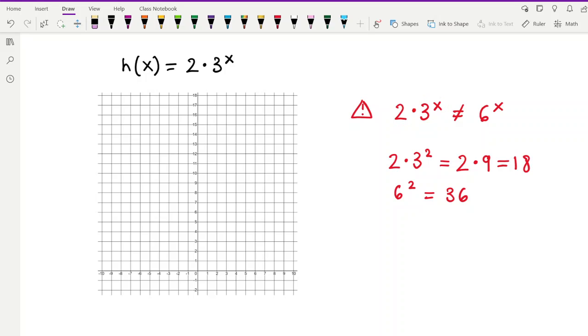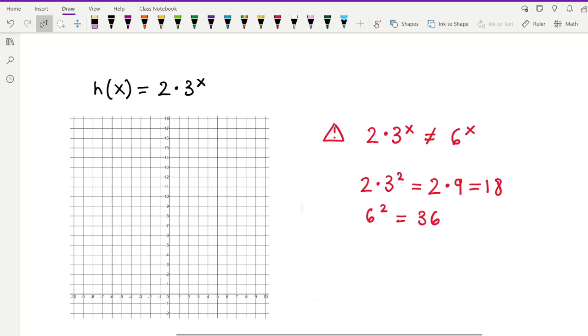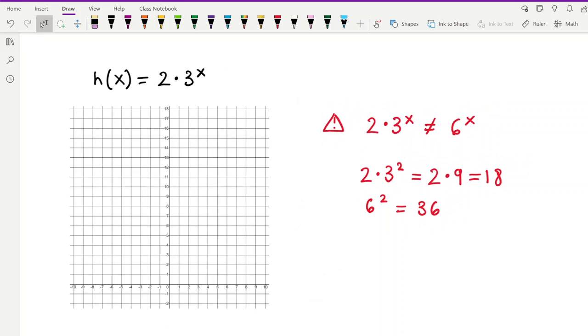That would disrupt the correct order of operations. Okay, so that being said, now let's focus on this function and think about what is the transformation that is happening here. So in this case, we're multiplying by 2. We're not multiplying x by 2, we're multiplying the function as a whole by 2. And so what kind of a transformation is that going to be?